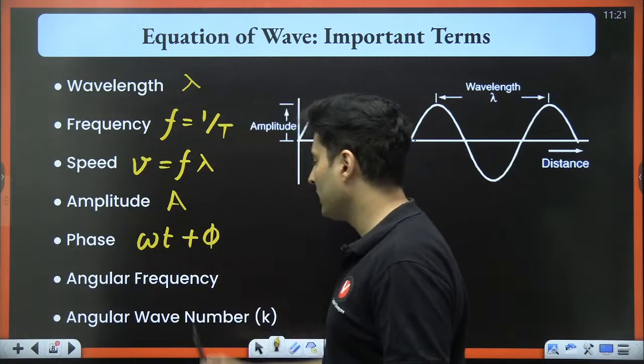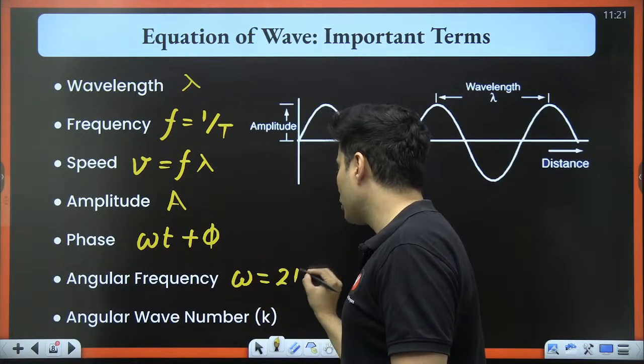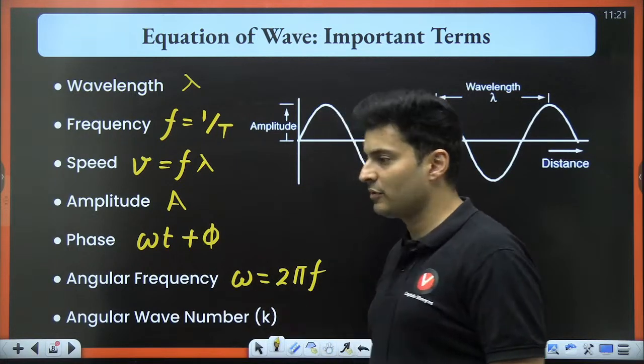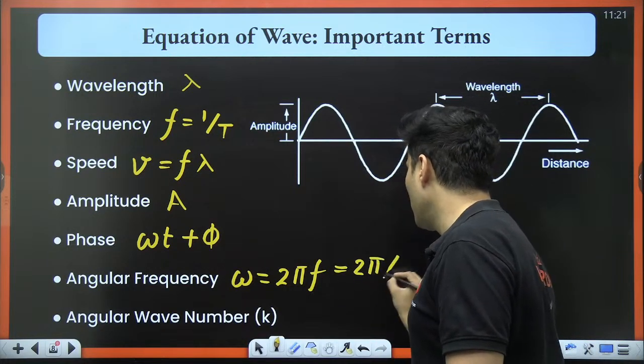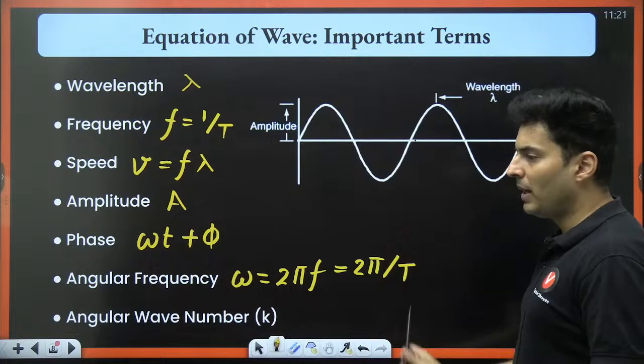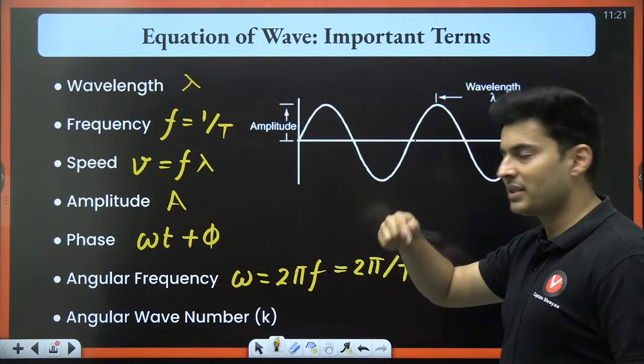I will talk about what is omega. Omega is angular frequency. Angular frequency is 2 pi into f. Remember this formula, 2 pi into f, or you can also write it as 2 pi by time period. Time period is the time taken for one complete oscillation.